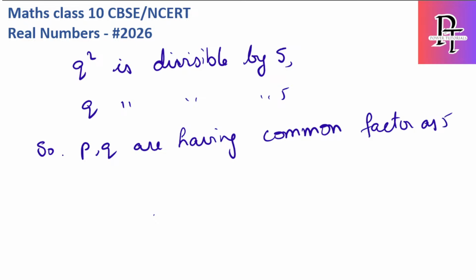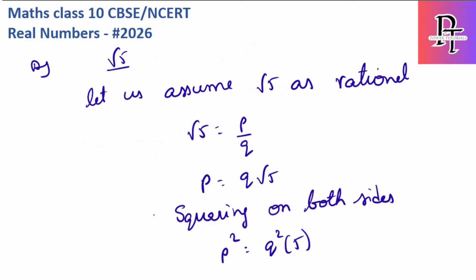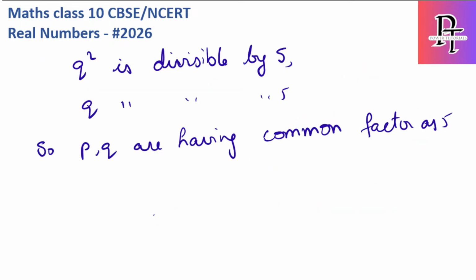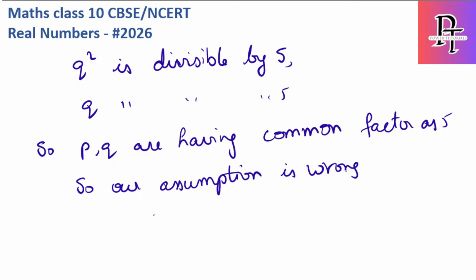as 5, which is against our assumption, because I had told you that our first assumption, p comma q, okay, here I haven't written, q not equal to 0 comma p and q are coprimes. This step is important. Coprimes does not have any common factor, but we are having a common factor, so our assumption is wrong, and hence the final answer, which is root 5, is irrational.